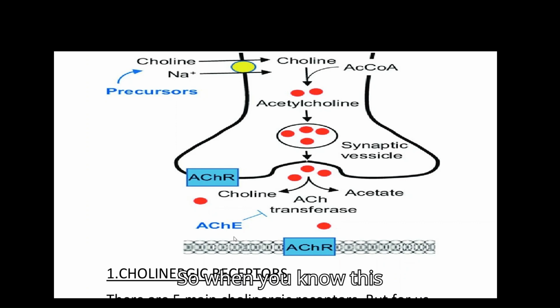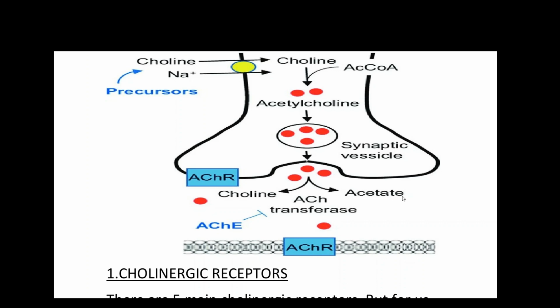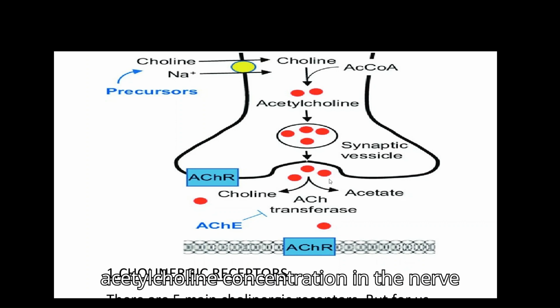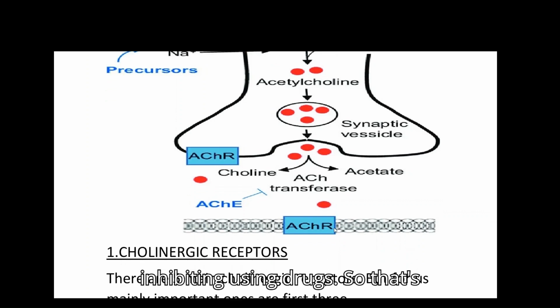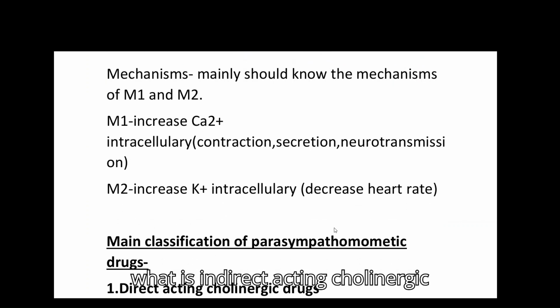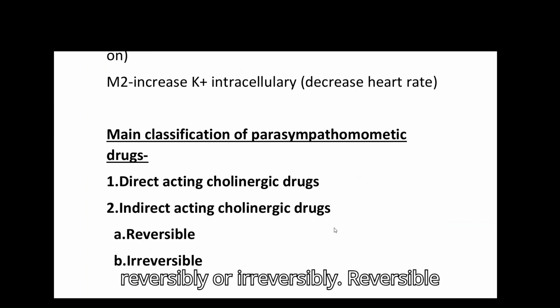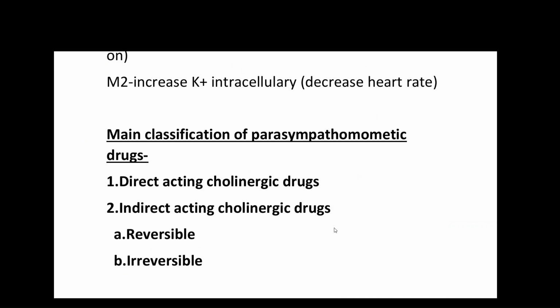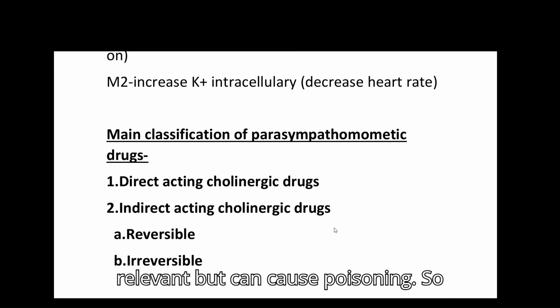So this acetylcholinesterase will degrade acetylcholine to choline and acetate. If it is inhibited, acetylcholine concentration in the nerve terminal will be increased because it can't be degraded anymore, because we are inhibiting it using drugs. So that's what indirect acting cholinergic drugs do. It could be inhibited reversibly or irreversibly. Reversible ones are more clinically relevant.